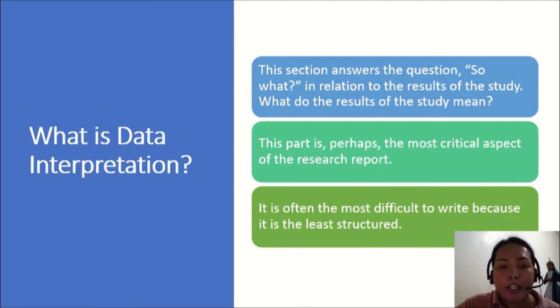It involves taking the result of data analysis, making inferences on the relations studied, and using them to conclude. This part is perhaps the most critical aspect of your research report. It is evident that the interpretation of data is very important and as such needs to be done properly. It is often the most difficult to write because it is the least structured. Therefore, we have identified some methodologies to aid us in this process.